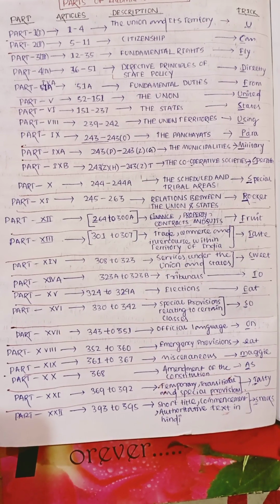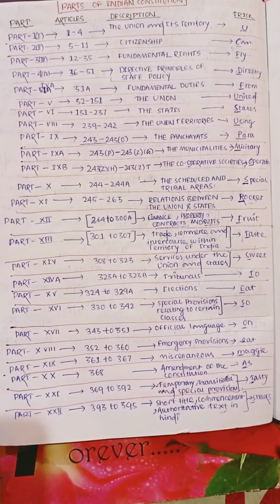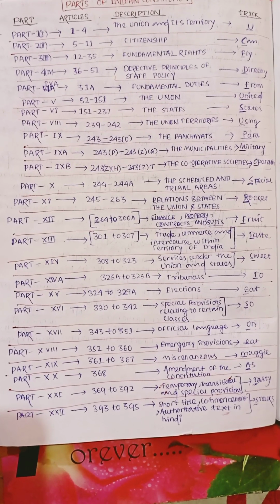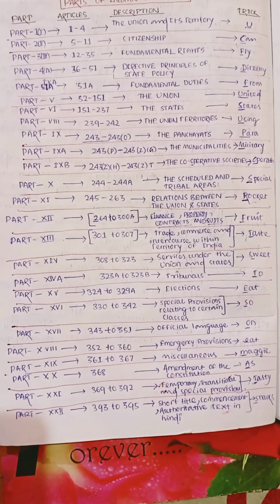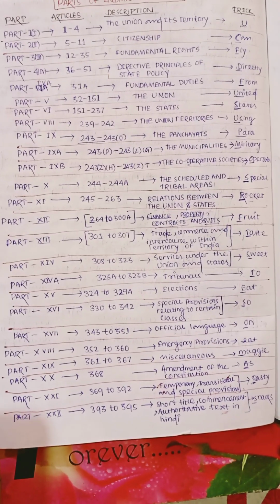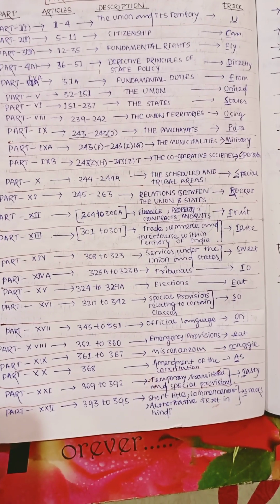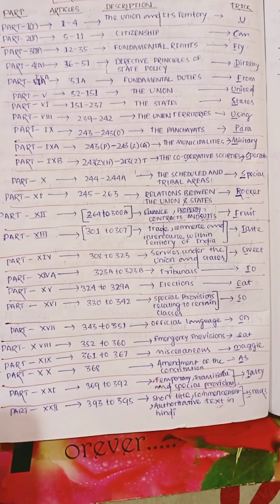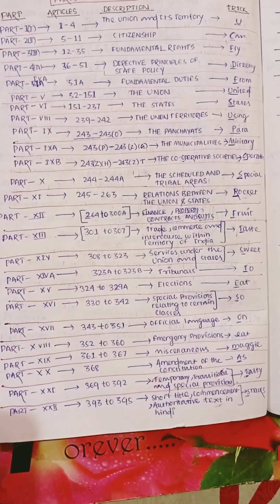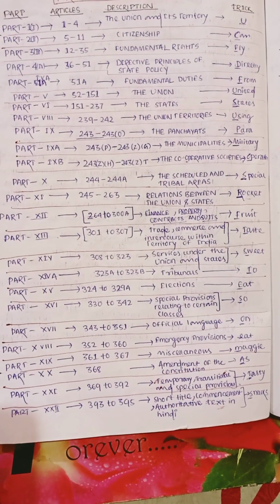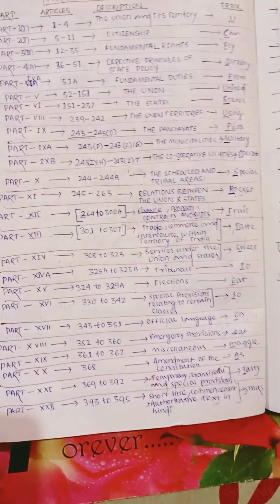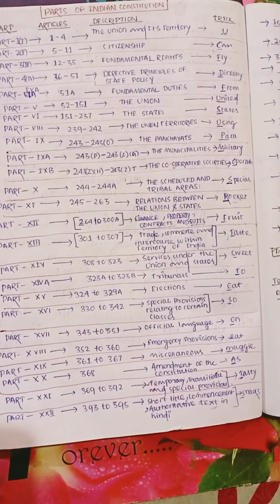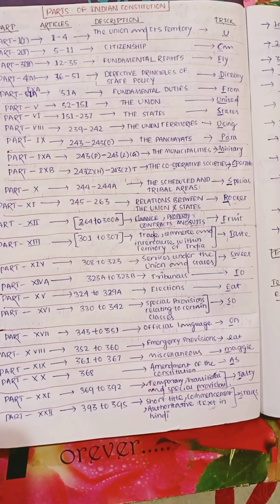In part 12, article from 264 to 300A, the finance, property, contracts and suits are described. In part 13, 301 to 307, the description is trade, commerce and intercourse within territory of India.